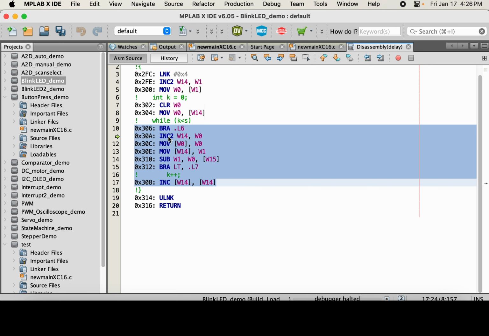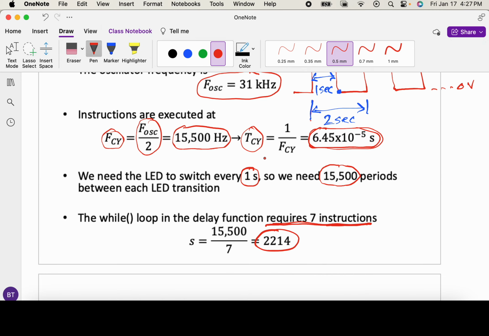So we've got 1, 2, 3, 4, 5, 6, and 7 lines of assembly code. So every time it goes through that while loop, it's going to burn up 7 clock cycles because there's one assembly line for every clock cycle. Okay, so let's go back here. So if we need 15,500 clock cycles to pass 1 second's worth of time, and each time through the while loop chews up 7 clock cycles, then we need to go through that while loop 2,214 times.